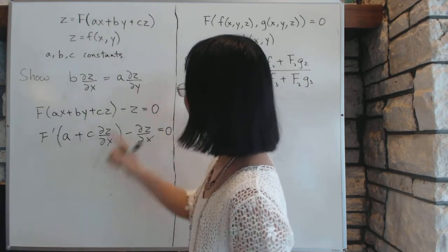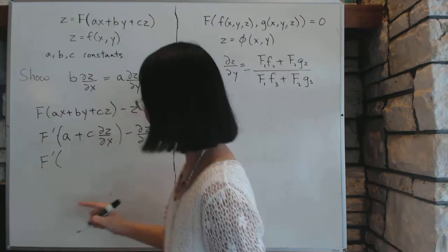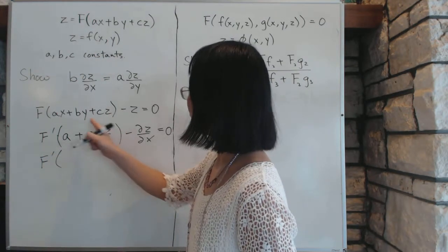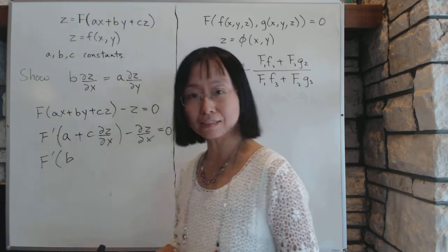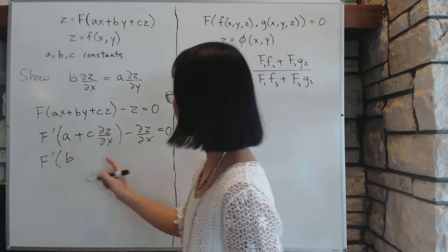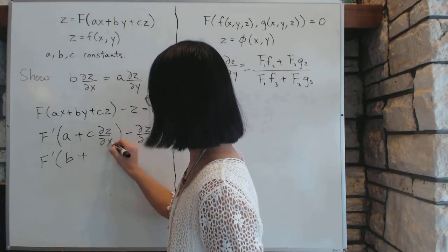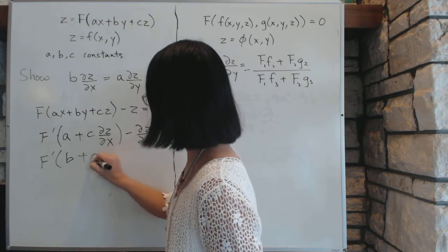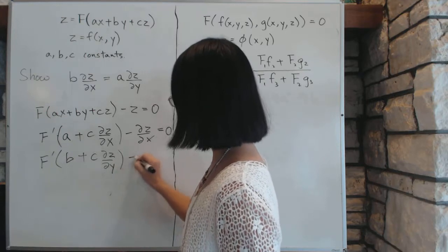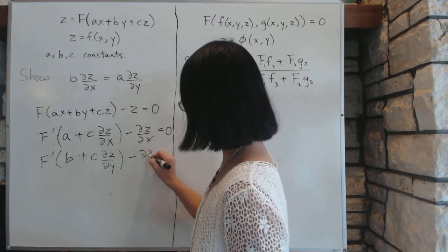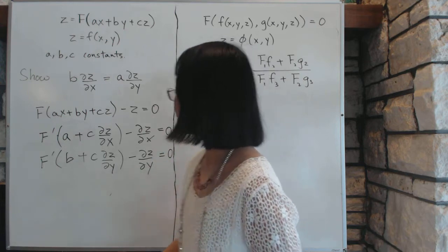And then this next thing we'll do to y, the exact same thing. So we get F prime, which is the derivative of F, and then we're doing y now, so we end up with b. Okay, x is a constant in this case because we're taking partials with respect to y, plus c partial z partial y, because now we're doing y, and this is very similar, minus partial z partial y, and this thing is also equal to 0.